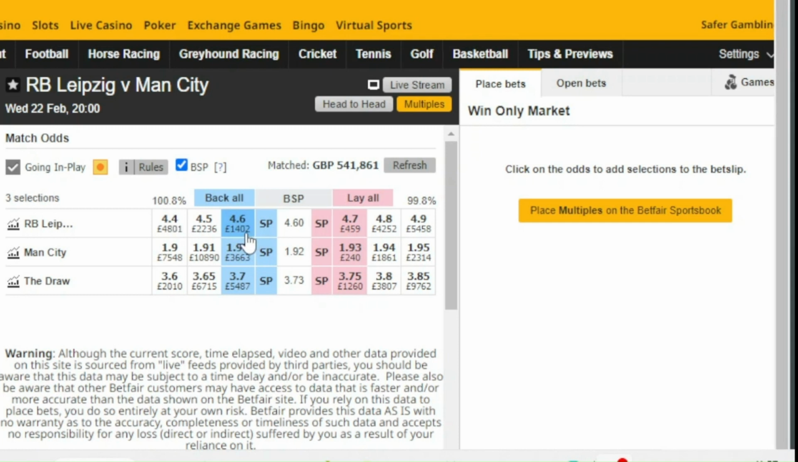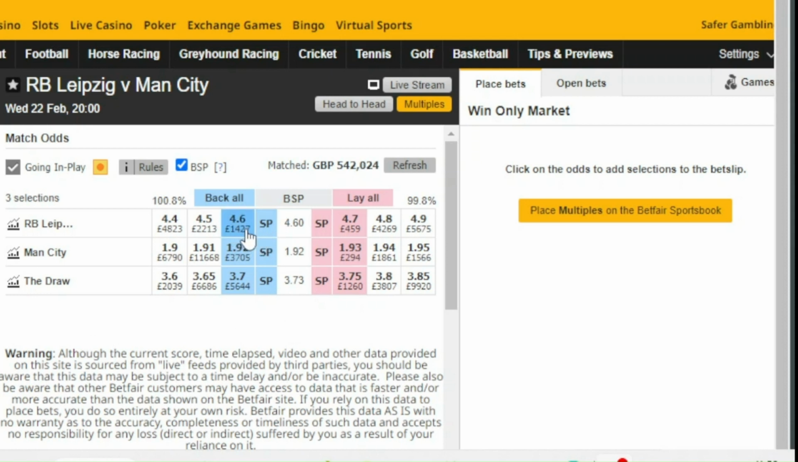So it's a very liquid market. It's only about midday on Wednesday, 8 hours to go until the game, and you can see that there's some good money already available because obviously it's a big match involving a Premier League team.